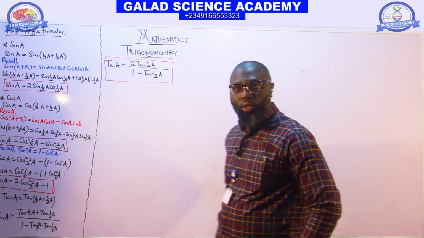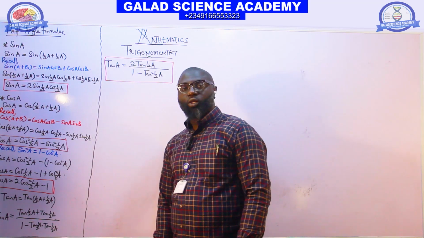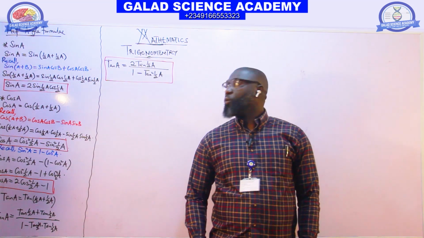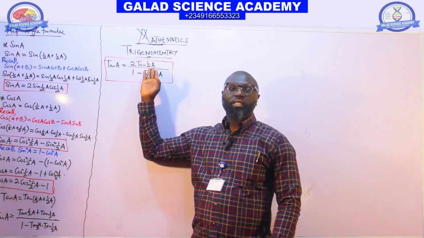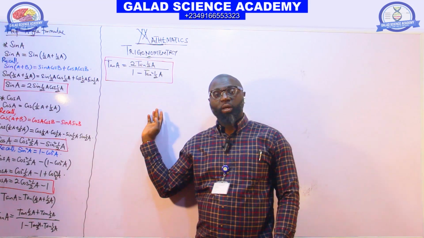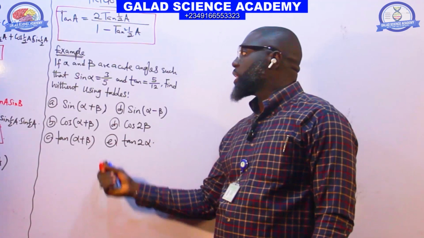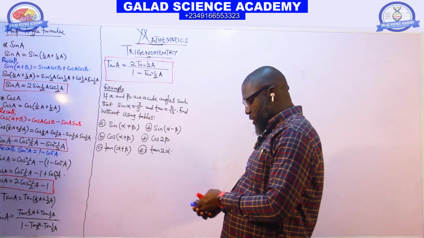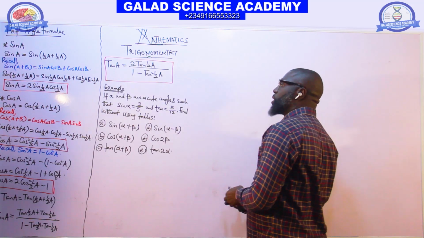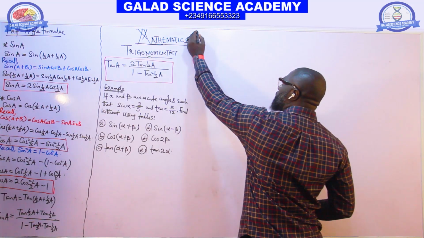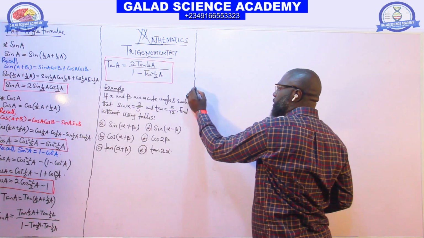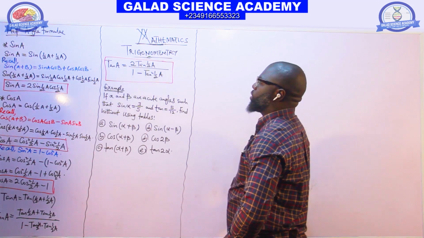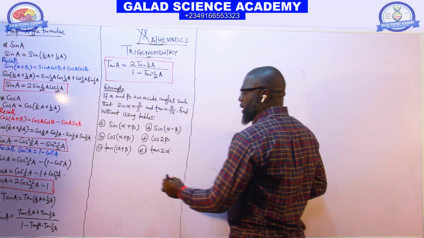So the next thing is we are going to look at the product formula, which is the last aspect of trigonometry of this class. So let us solve this example, which is the application of compound angle. So that's the solution.